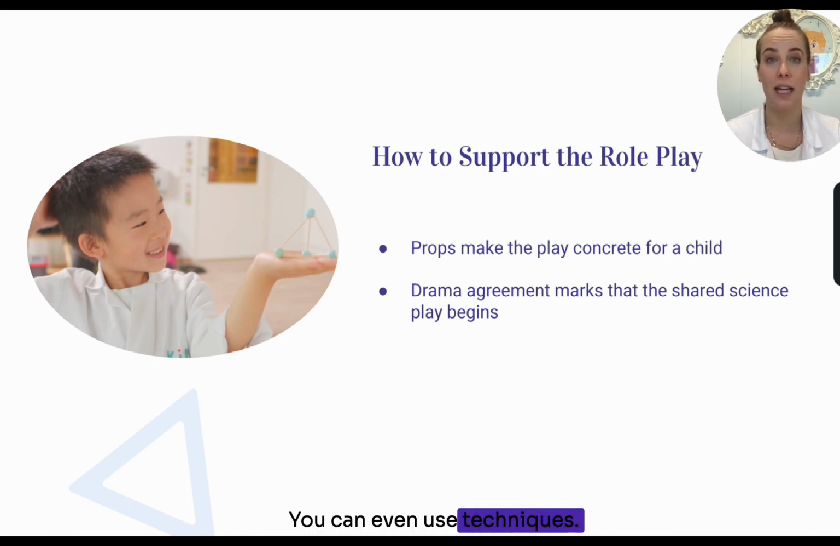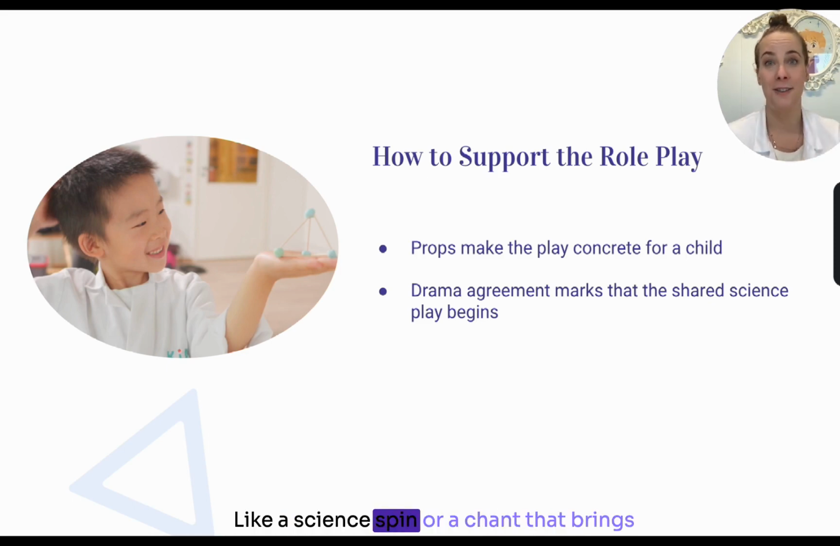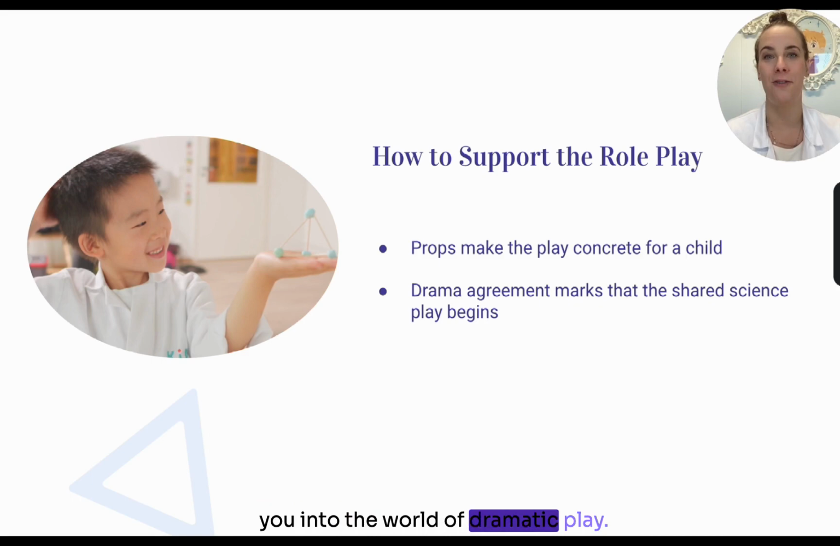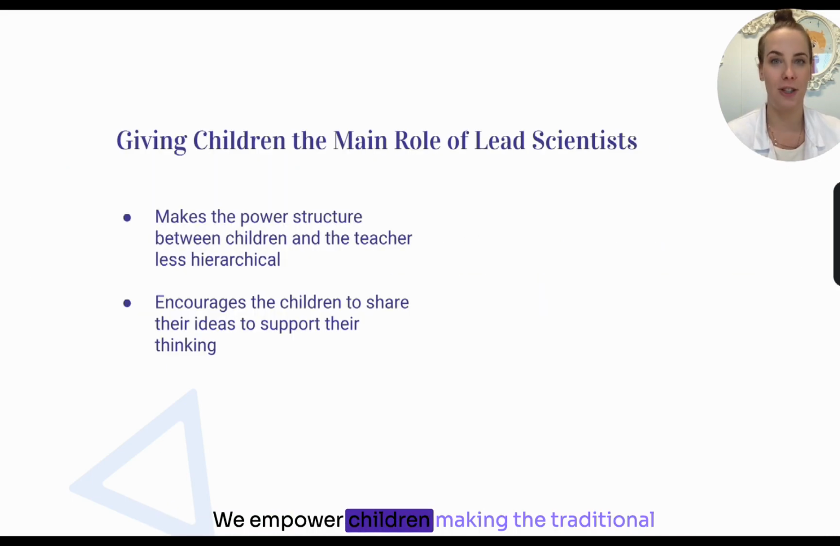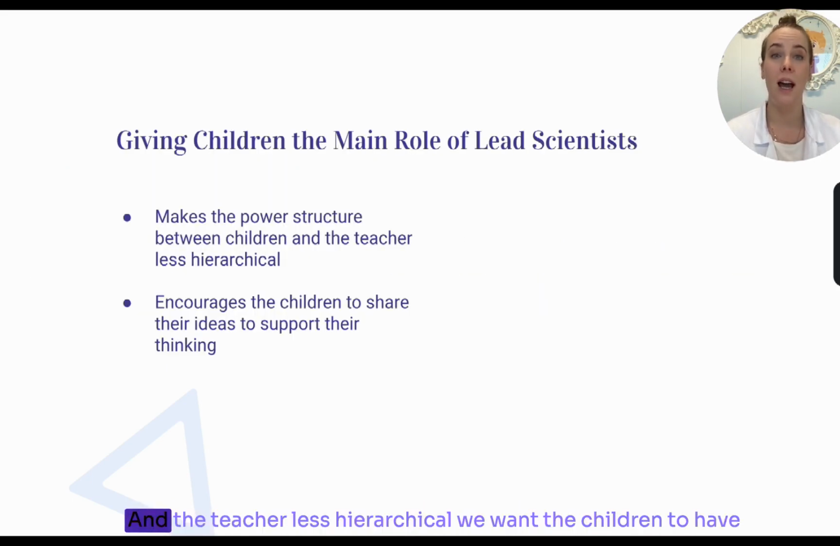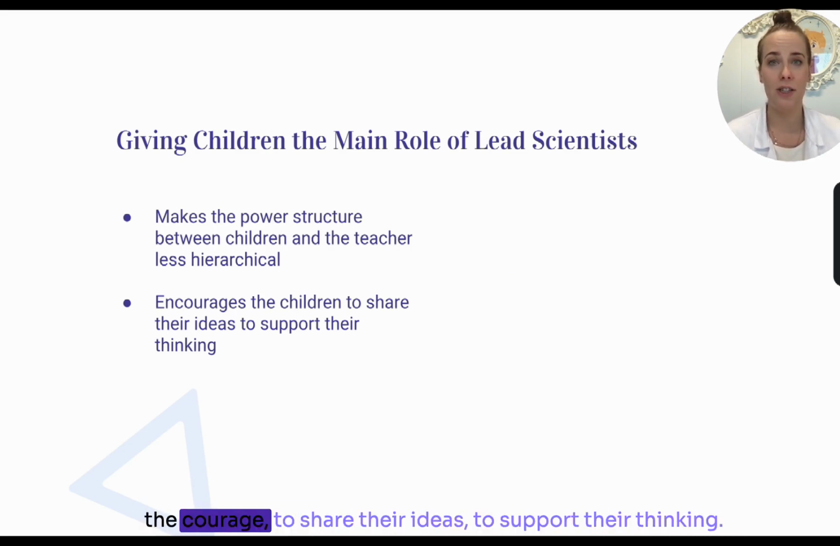You can even use techniques other than props for this light contract, like a science spin or a chant that brings you into the world of dramatic play. By giving the children the main role of a capable scientist, we empower children, making the traditional power structure between children and the teacher less hierarchical. We want the children to have the courage to share their ideas to support their thinking.